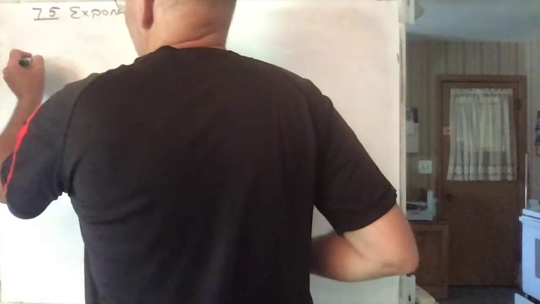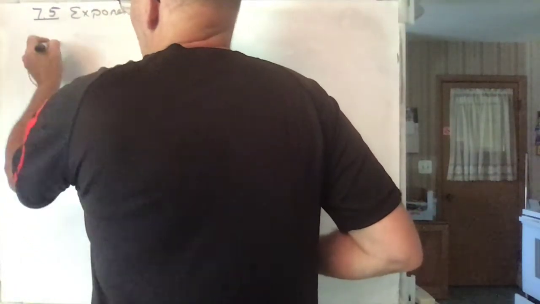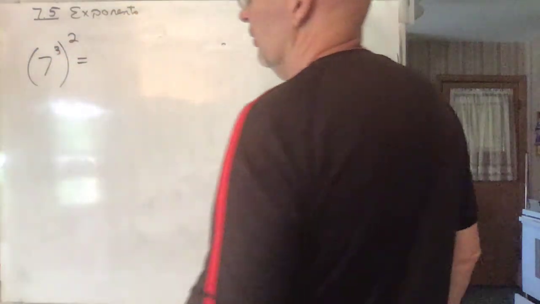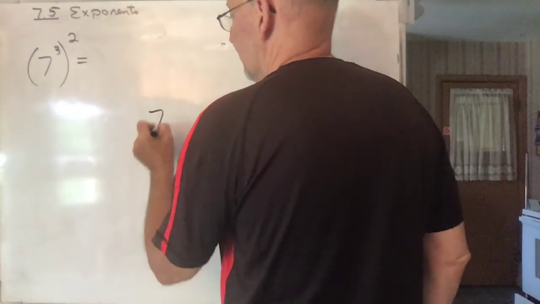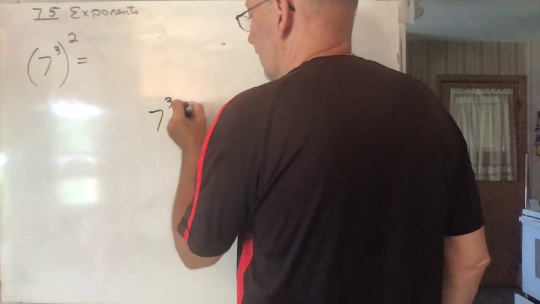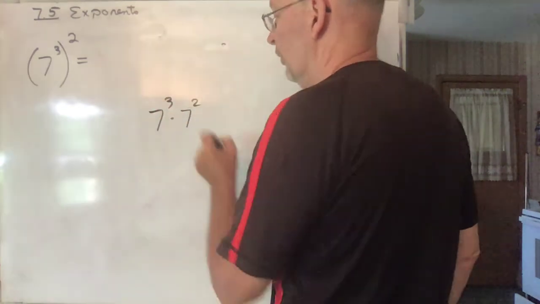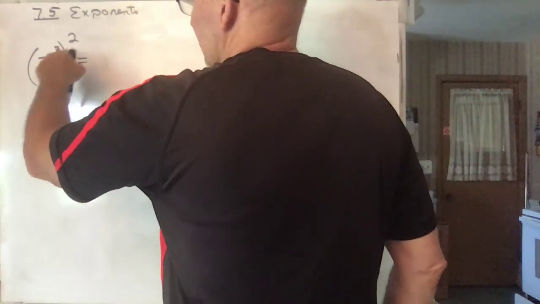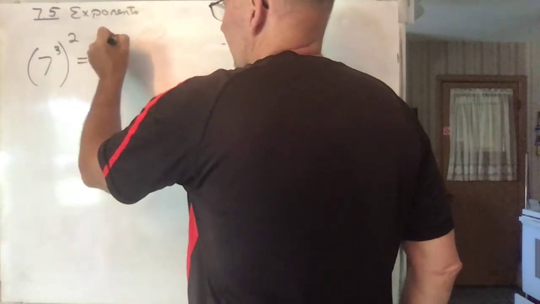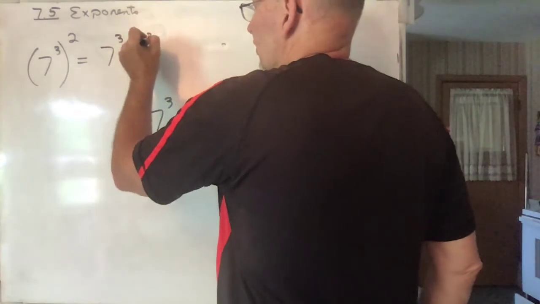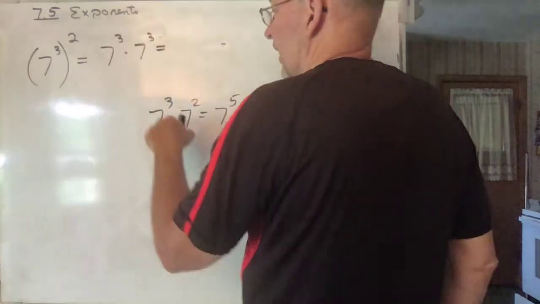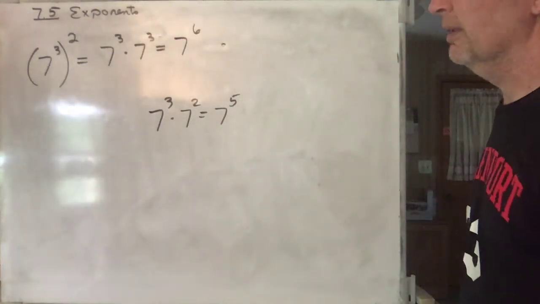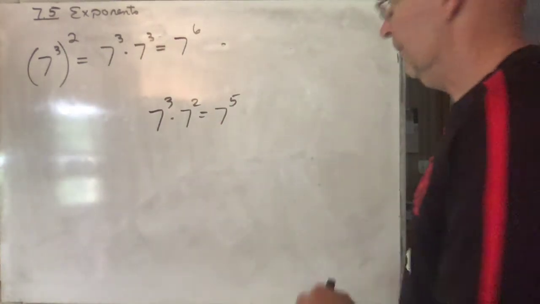What if you have 7 cubed all squared? What's that equal to? That's not the same as this now, right? This is this times that. We know that that's 7 to the 5th. This is saying I take 7 cubed and I square. What does that mean? That means I have 7 cubed times 7 cubed. Well, now I can add it like down here, and that's going to be 7 to the 6th power. See that?